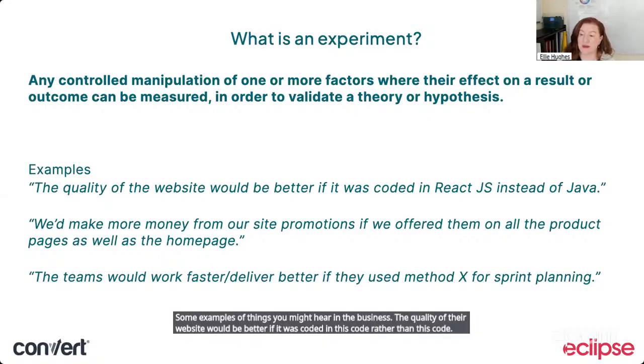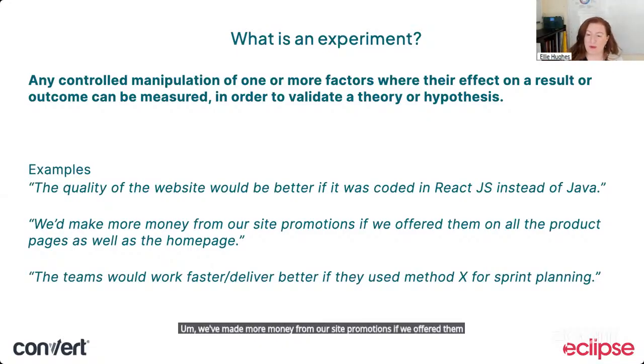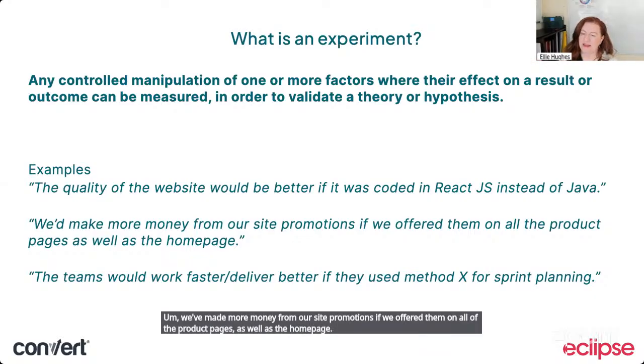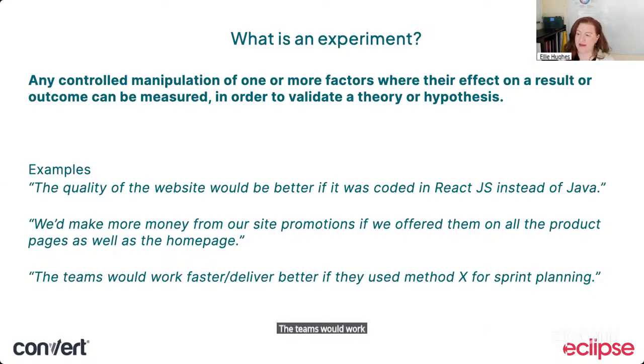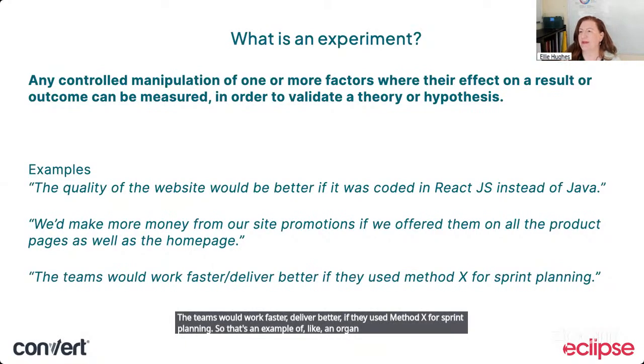We'd make more money from our site promotions if we offered them on all of the product pages as well as the homepage. The teams would work faster, deliver better if they used method X for sprint planning. So that's an example of an organizational experiment that you might want to run.